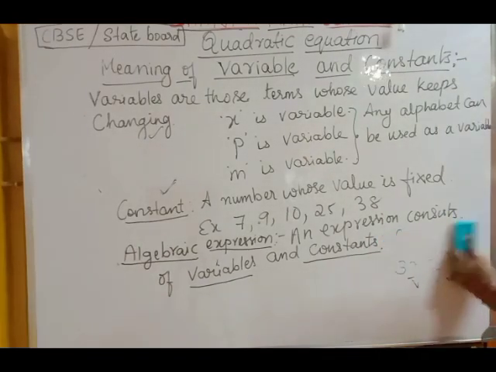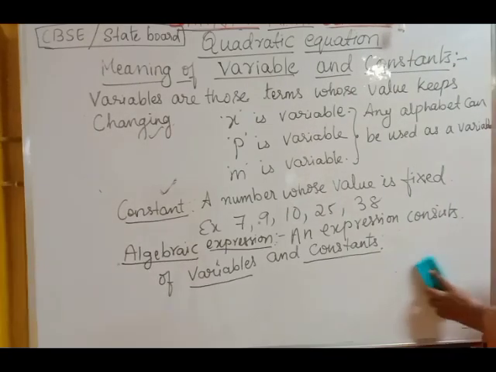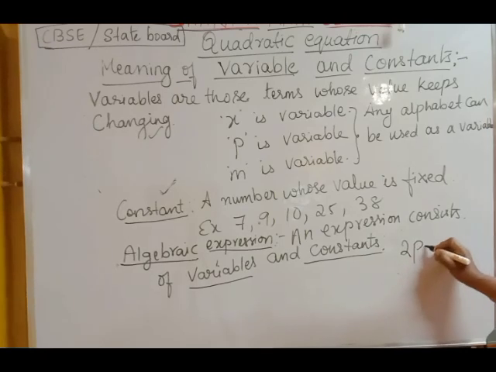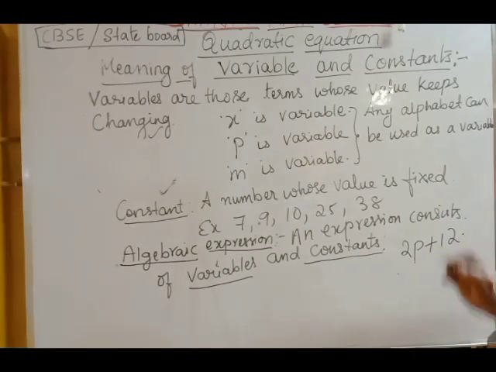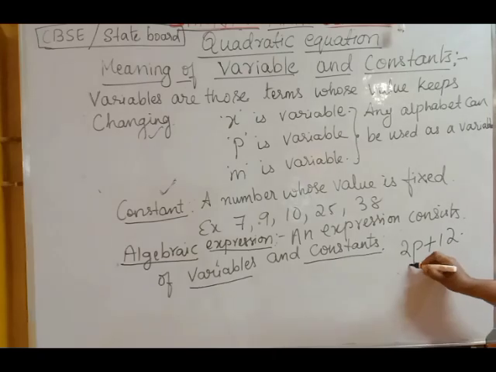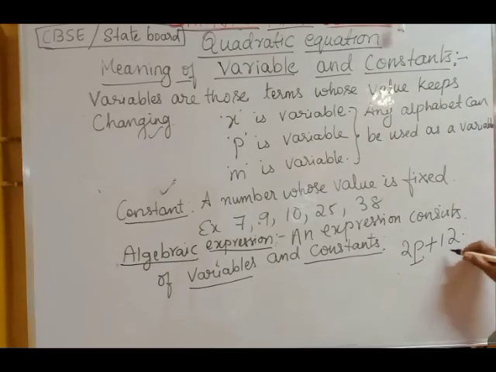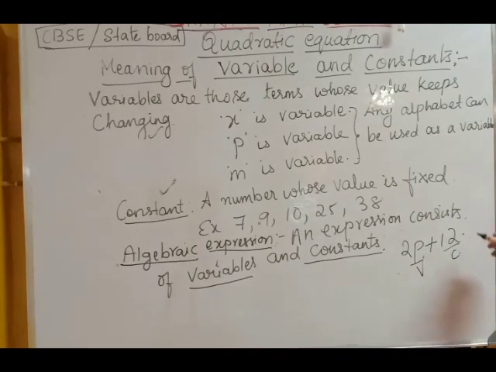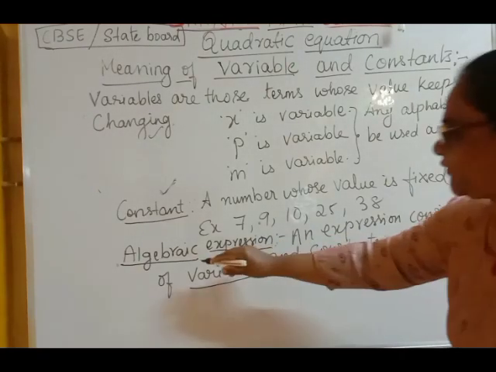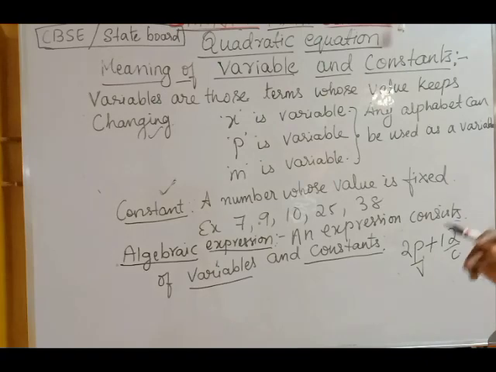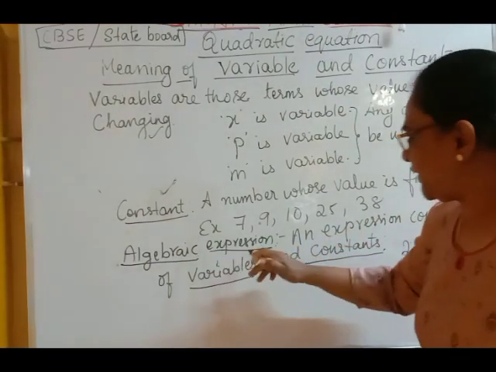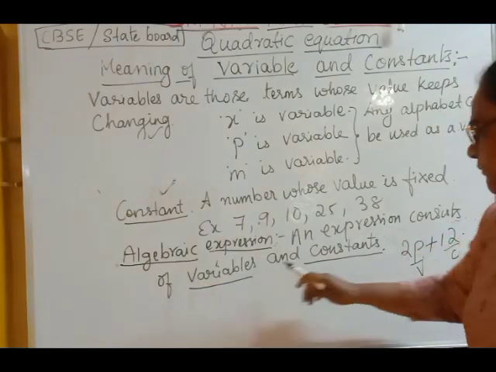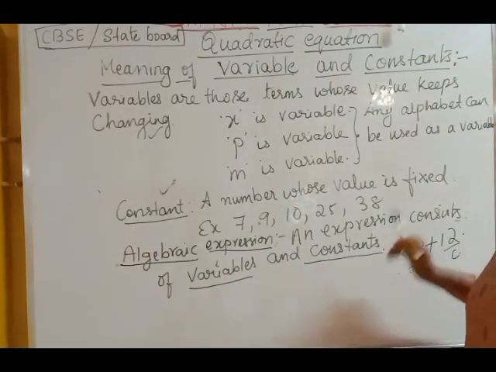Similarly, let me take some other variable: 2p plus 12. In this algebraic expression, p is a variable and 12 is a constant. This is variable and this is a constant. Okay, like that you can give so many examples for algebraic expression. Overall, an algebraic expression is an expression which consists of both variables as well as constants.